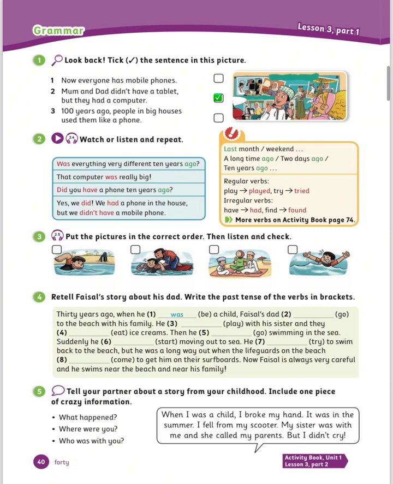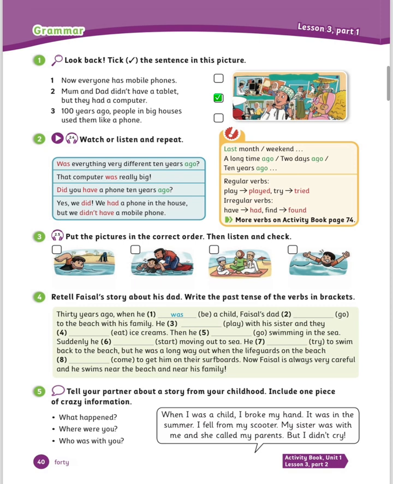Now listen carefully. 30 years ago, when he was a child, Faisal's dad went to the beach with his family. He played with his sister and they ate ice creams. Then he went swimming in the sea. Suddenly, he started moving out to sea. He tried to swim back to the beach, but he was a long way out when the lifeguard on the beach came to get him on their surfboards. Now Faisal is always very careful and he swims near the beach and near his family.